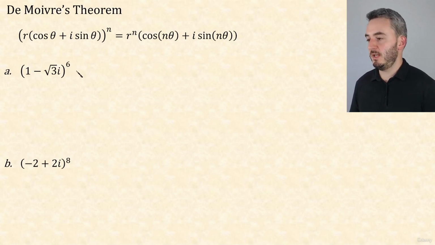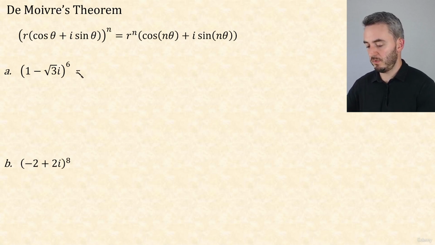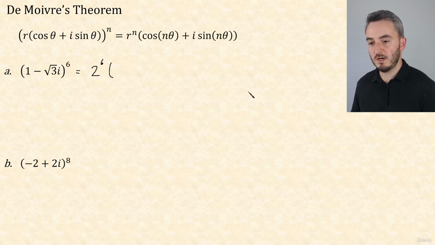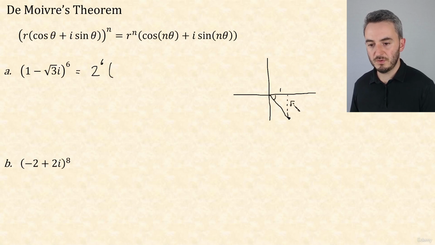Okay, so to do this, we need it in modulus argument form. So what is the modulus of 1 minus root 3i? It's the square root of 1 squared plus root 3 squared, which is 2. So it has a modulus of 2, and it's going to be 2 to the power of 6. And then we need its argument. I always like to do a sketch for these. So 1 minus root 3i. What is that angle there? Well, if that's 1 and that's root 3, tan of that angle is root 3 over 1. So the angle there is pi over 3. So it's an argument of minus pi over 3.